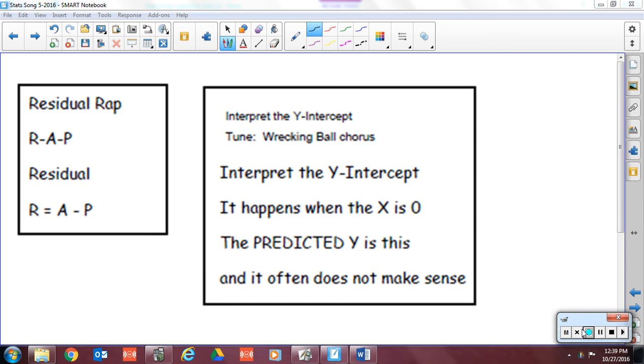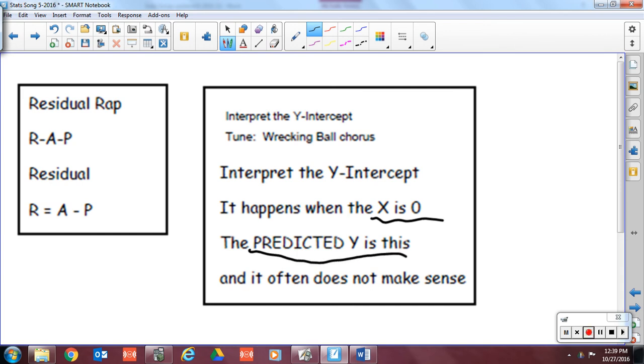Okay, so here we go. Interpret the y-intercept. It happens when the x is 0. The predicted y is this, and it often does not make sense. So it's happening when x is 0. The predicted y is that amount. And because of extrapolation, which we'll talk about later, it often does not make sense.